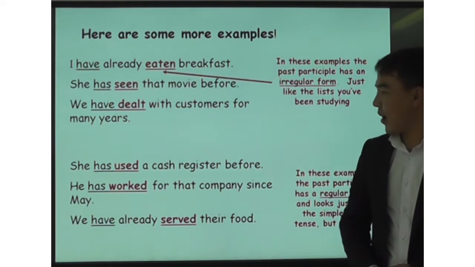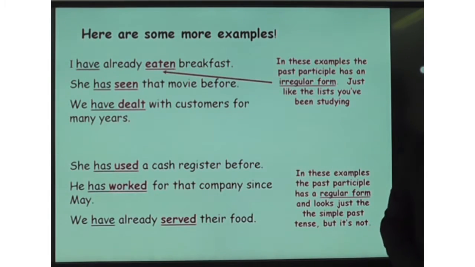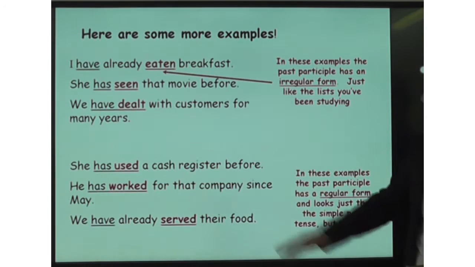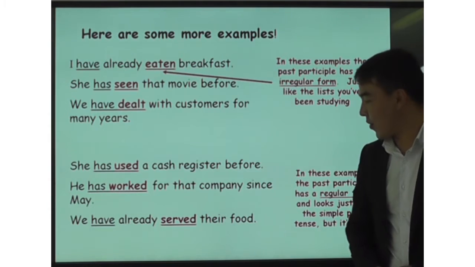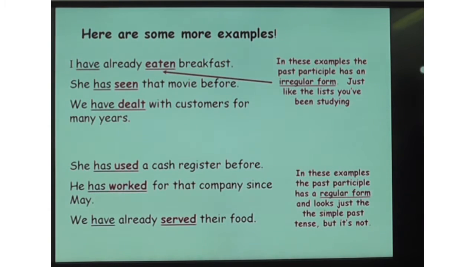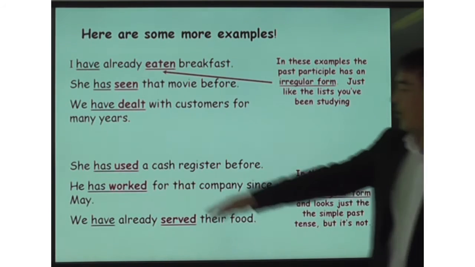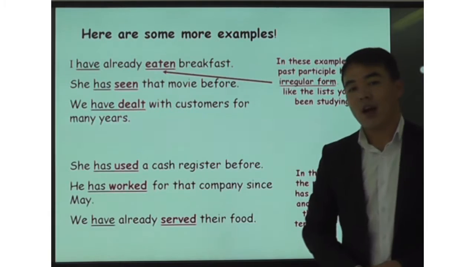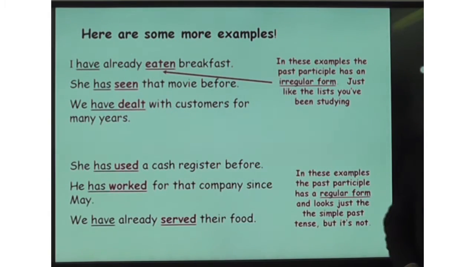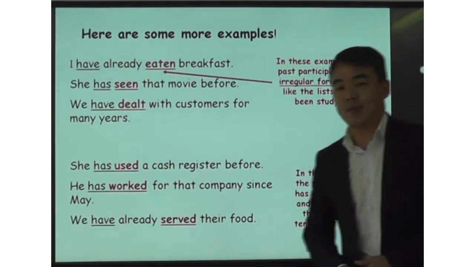Now the next. She has used a cash register before. He has worked for that company since May. We have already served their food. In these examples, the past participle has a regular form and it looks just like the simple past tense, but it is not. Used, worked and served here are regular forms. Why? Because afterward it will be just the -ed suffix.